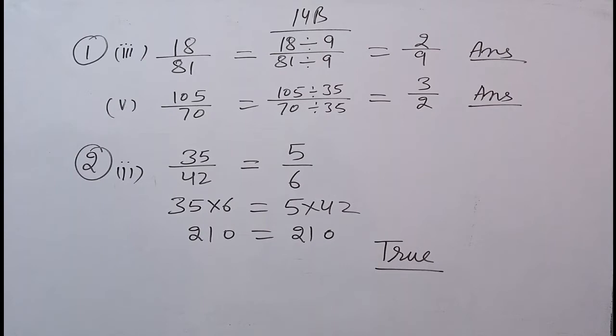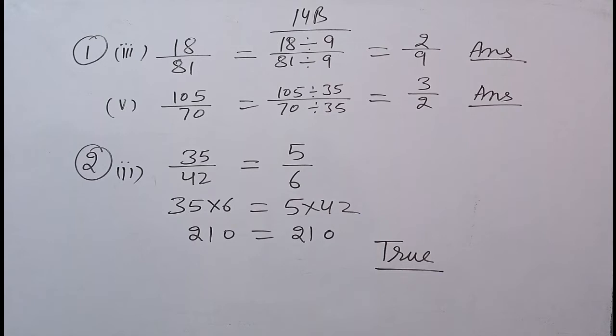So for converting to lowest terms, what we have to do? We have to find the HCF of the numerator part and the denominator part. That means we have to find the HCF of 18 and 81, that is 9, and we have to divide both the numerator and the denominator part with the HCF. So 18 divided by 9 and 81 divided by 9, we get 2 upon 9. So 2 upon 9 is the lowest term of the fraction 18 upon 81. So in that manner you can do the other parts.